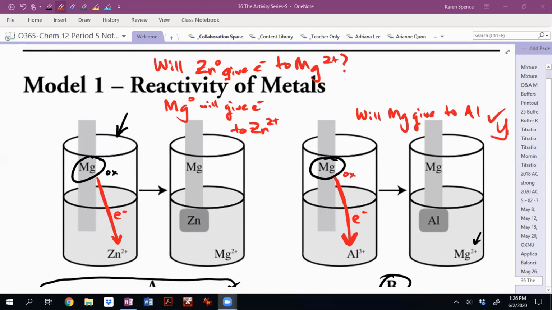Will zinc give electrons to magnesium? If magnesium will give to zinc, will zinc give to magnesium? You guys are killing me today.